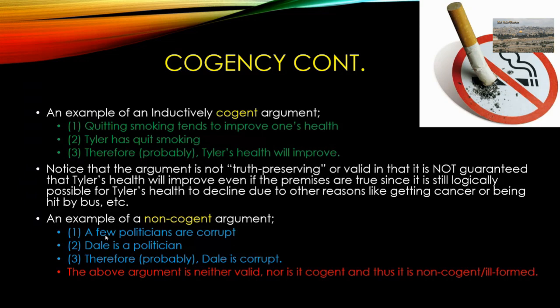Scumbags, man. But yeah, so a few politicians. Okay, well, that's not the majority. That doesn't make the conclusion likely that Dale is corrupt. Maybe Dale is one of the many politicians who aren't corrupt. If only a few politicians are corrupt, that means there are many politicians, or most politicians, who are not corrupt. Maybe Dale is one of those politicians. Okay, so in that case, it's not a cogent argument, because even if the premises are true, the conclusion is not likely or probably true.